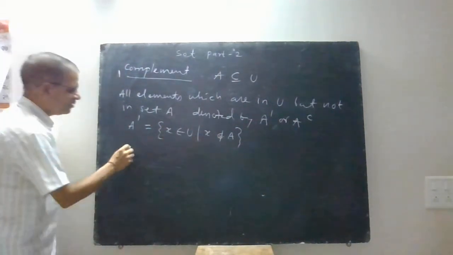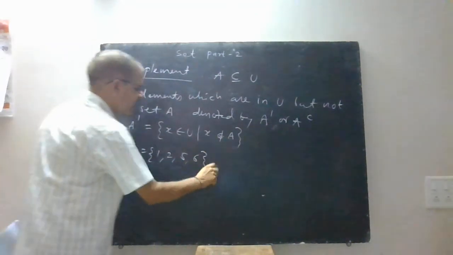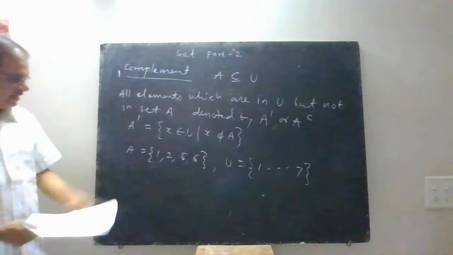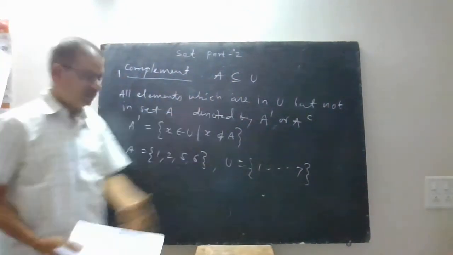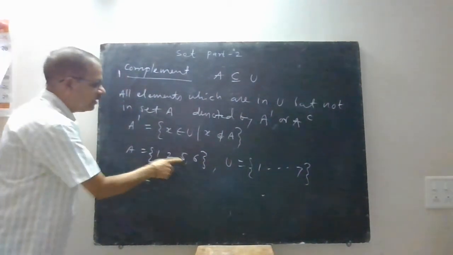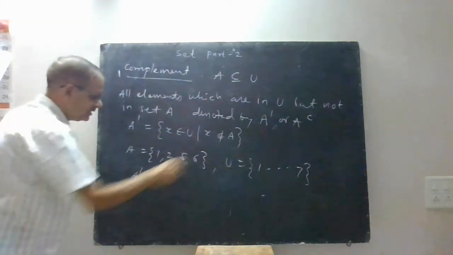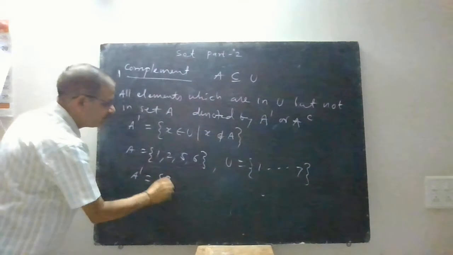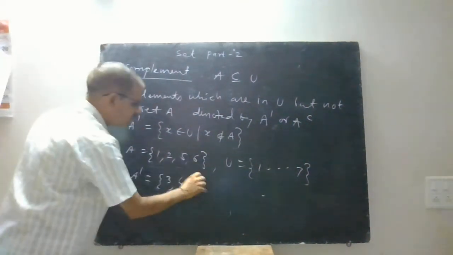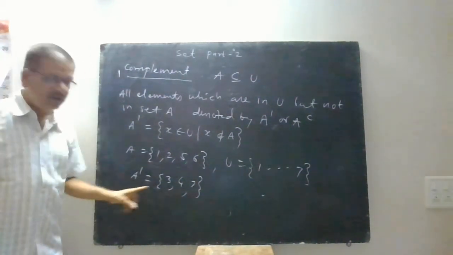For example, suppose A is equal to 1, 2, 5, 6 and U is equal to 1, 2, 3, 4, 5, 6, 7. Now clearly A is a subset of U, that should be your first condition. Then how do you write A dash, that is A complement? The elements 1, 2, 5, 6 you don't have to write. Other elements which are in this set: 3 you can write here, 4 also, and 7. So in this case, if A is this one, then A complement is this one.